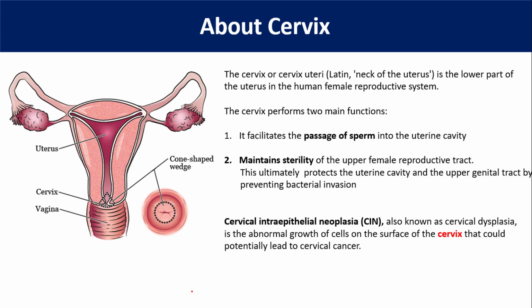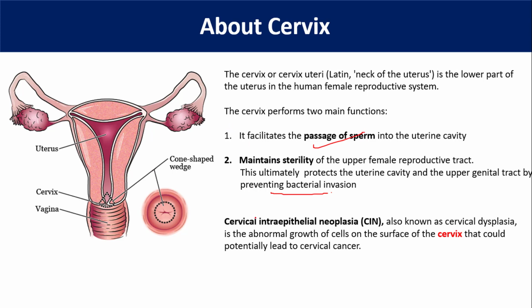Before understanding CIN, we need to know about the cervix. The cervix is basically the neck of the uterus, the lower part of the uterus in the human female reproductive system. It has two basic purposes: it facilitates the passage of sperm into the uterine cavity, and it maintains the sterility of the upper female reproductive tract, protecting the uterine cavity and upper genital tract by preventing bacterial infection. So it has a really important role in the human body, especially in females.